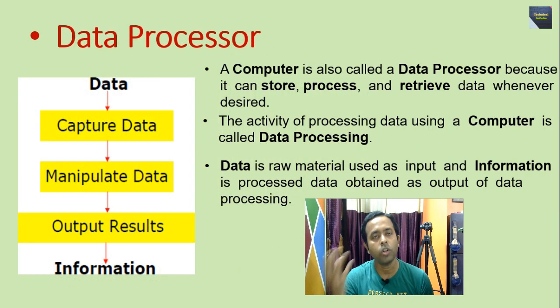Next one, the computer is also known as a data processor. Why? Because it stores, retrieves, and also processes the data. So when we put the data in raw form, it takes the raw data as input, then it captures the data, then manipulates the data, then outputs results in the form of information. So information is actually processed data. Data is a raw thing, whereas information is processed data, right? So that's why the computer is also known as a data processor. And this total process is known as data processing.